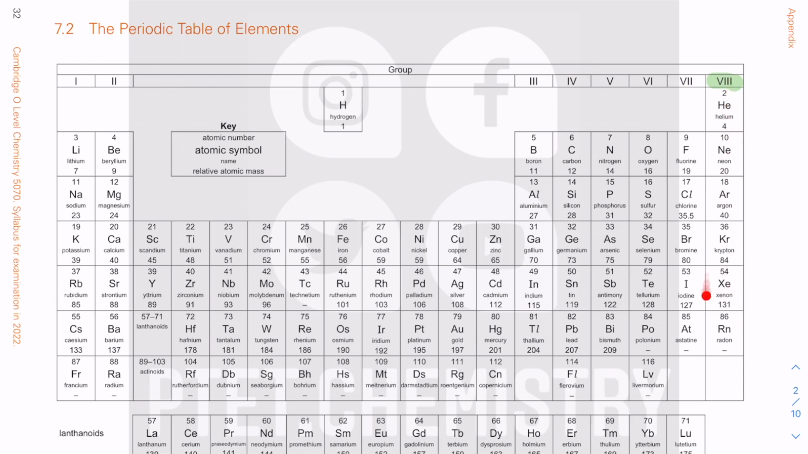So these are what we call group 8 elements, and I'll come back to revisit this term, group 8, later on. All the noble gases exist as individual atoms. So as individual atoms, they are elements, and they exist as individual atoms because they only contain one particular type of atoms.